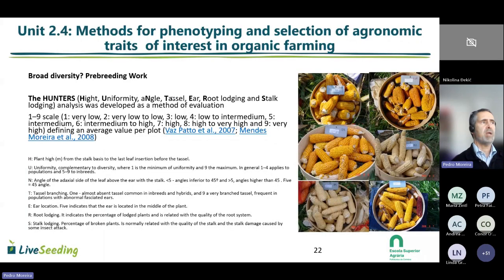Weight, for instance. We have these anthers. That is a very easy way of making a characterization of a population. That is, you take a height from the average plant, you take the uniformity. It depends. The uniformity goes from 1 to 9, and it is 1 to 4 for populations and 5 to 9 for twin breeds.